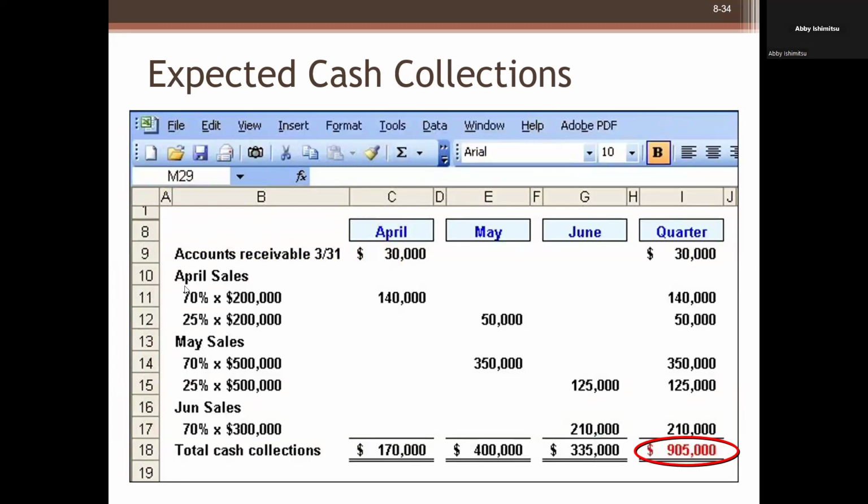And you can see April sales, we list the total, but we stagger it so that 70% is in April, 25% is in May, and that other 5% we don't put on the schedule. We're being conservative here. If we get more, yay, but we're trying to forecast our cash needs, so we don't want to be overly optimistic. May, we do the same thing, 70% in May, 25% in June, and then the June sales, we only use the 70% because we're only budgeting through June.